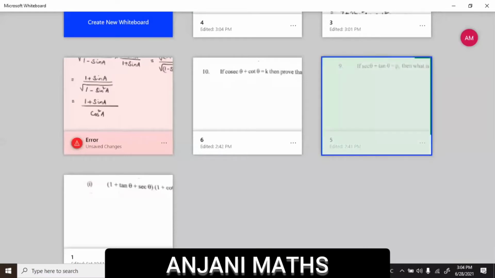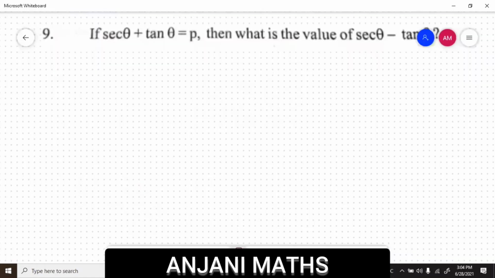These problems are very, very important. These problems are asked for 4 marks many times. But here, what they asked is, if secant theta plus tan theta equal to p, then what is the value of secant theta minus tan theta? They asked only to find secant theta minus tan theta, but in exams, for long answer type questions, they are asking, if secant theta plus tan theta equal to p, find all other trigonometric ratios. That means we have to find sine theta, cos theta, tan theta, secant theta, cosecant theta, and cot theta. So let us solve this. Concentrate carefully. This is a very, very important problem.